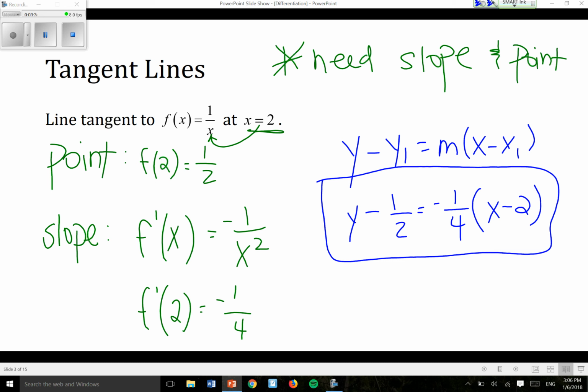On a multiple choice question, they might have simplified that, distributed the slope, and added that y1 value over. But I trust that you can do that.